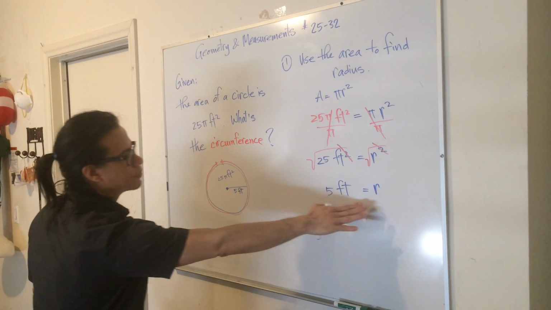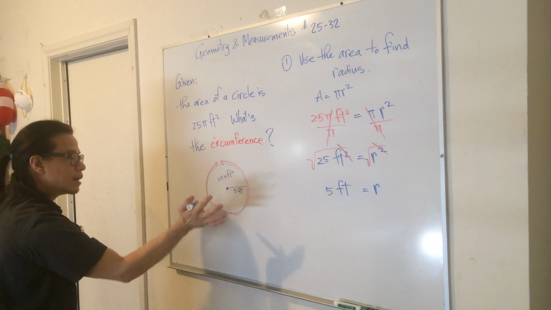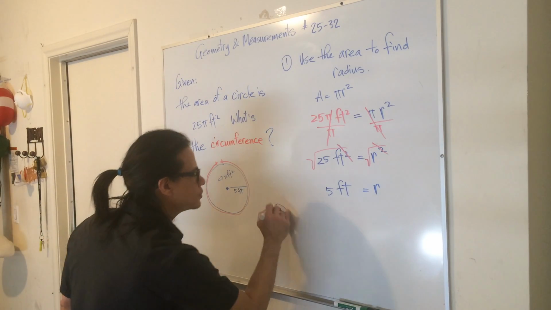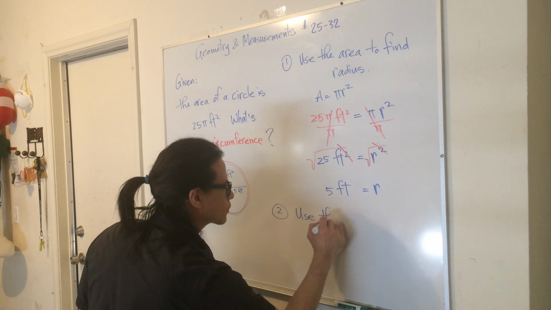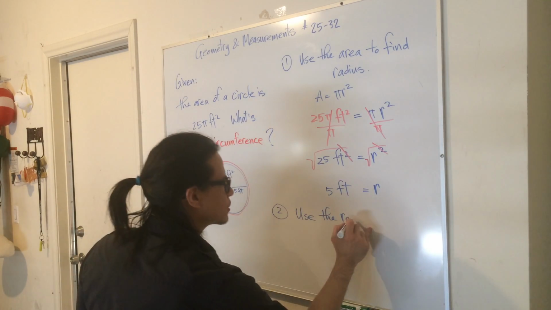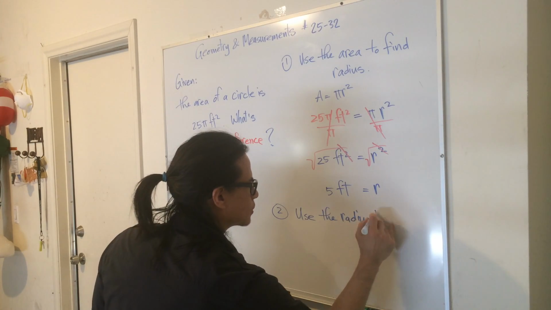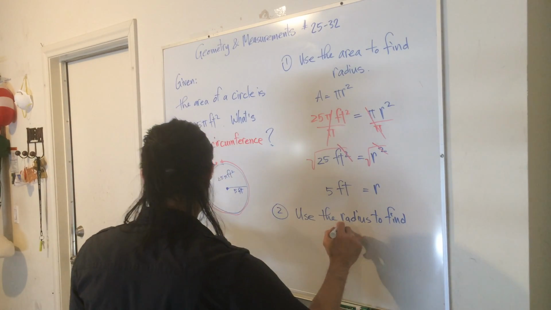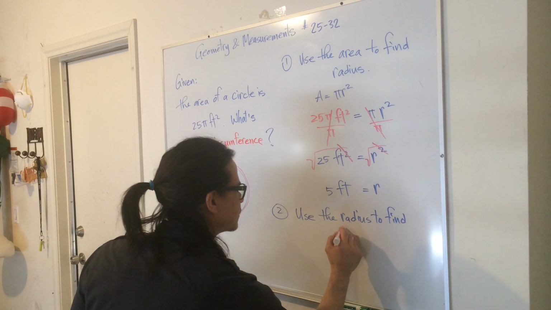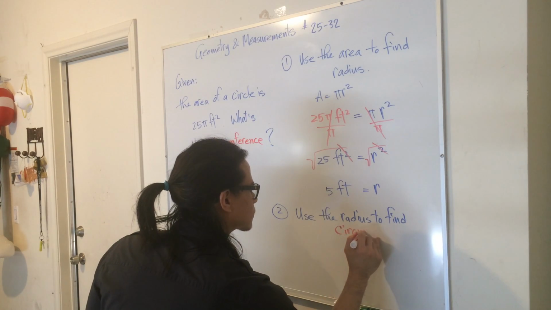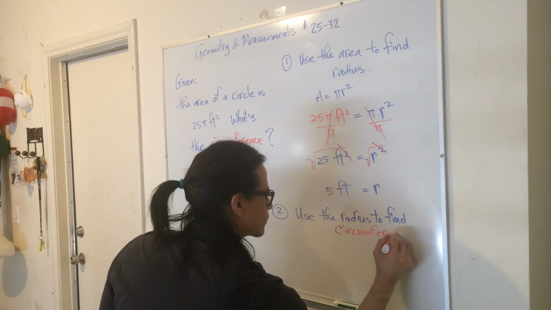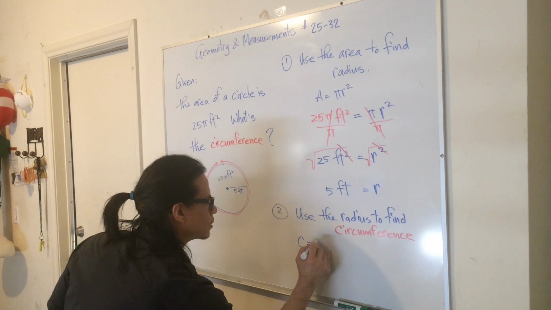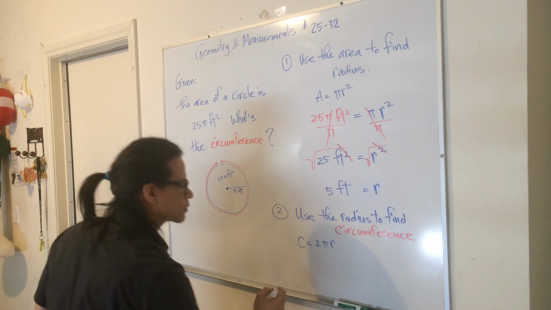But the question is not asking for the radius. It's asking for the circumference, which is how far we have to walk around the circle here. So step 2, let's use the radius to find the circumference. Because that's what the question is asking for, right? Okay, so let's use the formula. C equals 2 times pi times the radius.